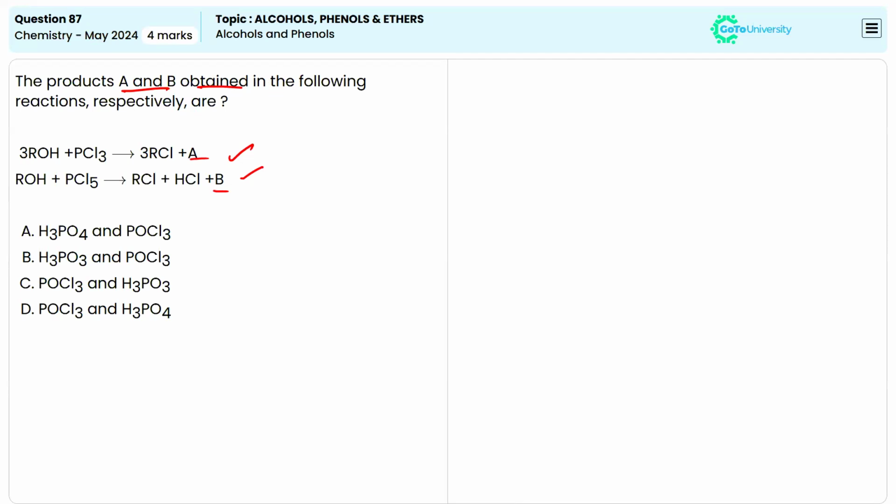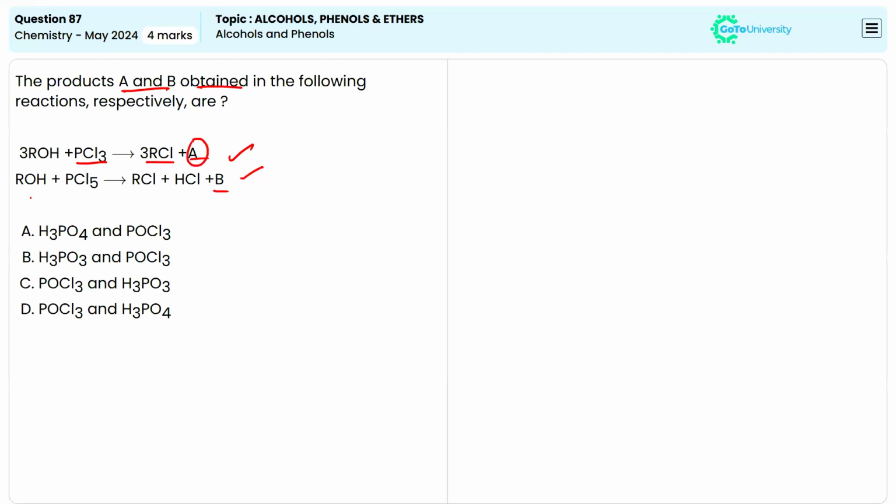Okay, so first let us consider the reaction. Here we can see that the reactant used is an alcohol, and the alcohol is reacting with PCl3, phosphorus trichloride, and they are producing some alkyl halide along with some side product A.